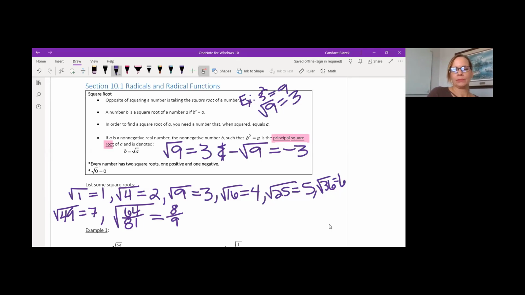All right, so we can continue to find a lot of these. We'll do one more of those. How about the square root of 121 out of 144? Okay, these are getting serious, right? They're getting big.